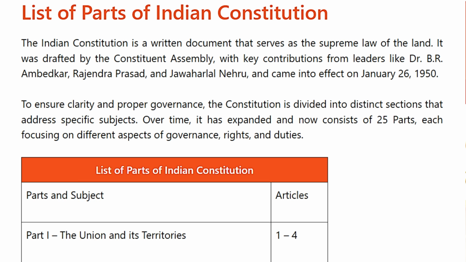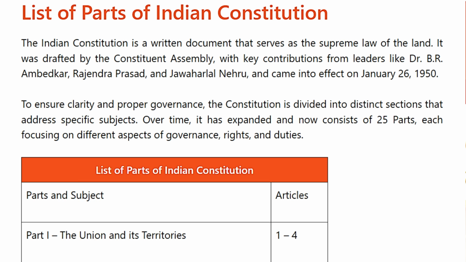List of parts of the Indian Constitution. The Indian Constitution is a written document that serves as the supreme law of the land. It was drafted by the Constituent Assembly, with key contributions from leaders like Dr. B.R. Ambedkar, Rajendra Prasad, and Jawaharlal Nehru, and came into effect on January 26, 1950. To ensure clarity and proper governance, the Constitution is divided into distinct sections that address specific subjects. Over time, it has expanded and now consists of 25 parts, each focusing on different aspects of governance, rights, and duties.